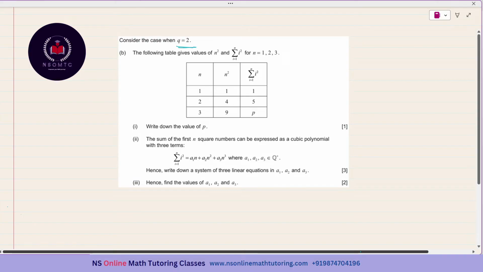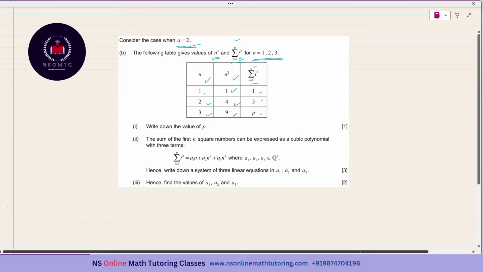The following table gives the values of n squared, and sigma i equal to 1 to n, i squared, because q is equal to 2. It was i to the power of q, so it is i squared. For n equal to 1, 2, 3. So these are the values of n. These are the values of n squared. 1 squared is 1, 2 squared is 4, 3 squared is 9. And these are the values of sigma i from 1 to n, i squared.